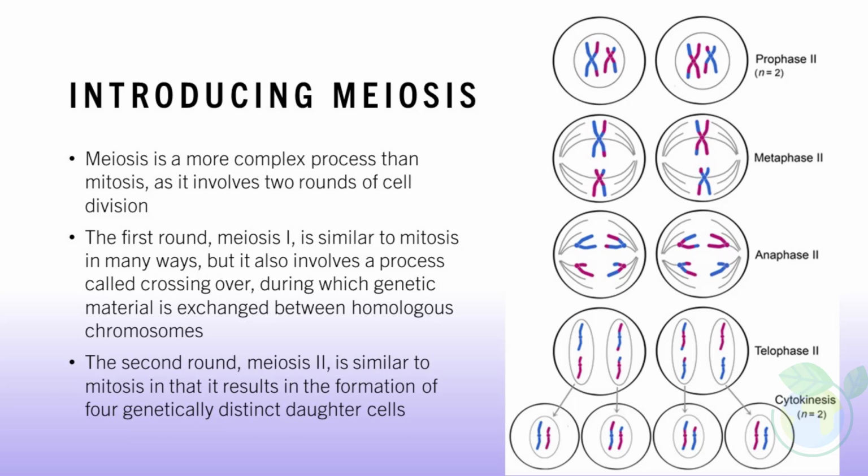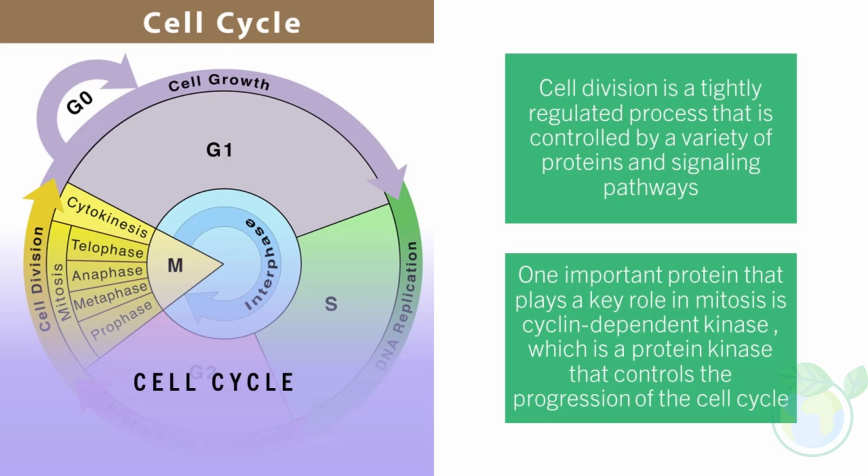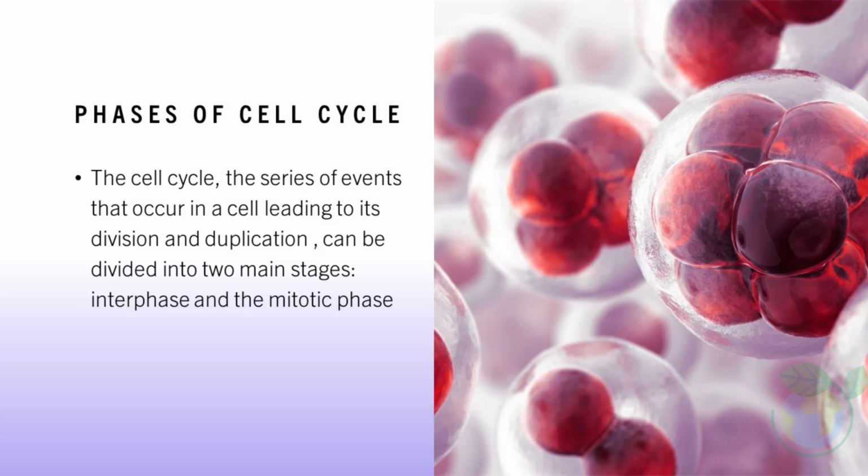Cell cycle. Cell division is a tightly regulated process that is controlled by a variety of proteins and signaling pathways. One important protein that plays a key role in mitosis is cyclin-dependent kinase, CDK, which is a protein kinase that controls the progression of the cell cycle.